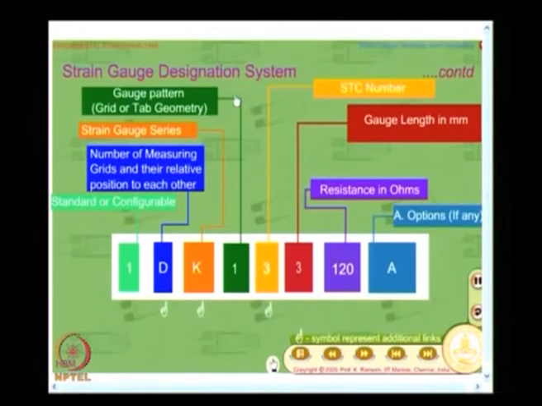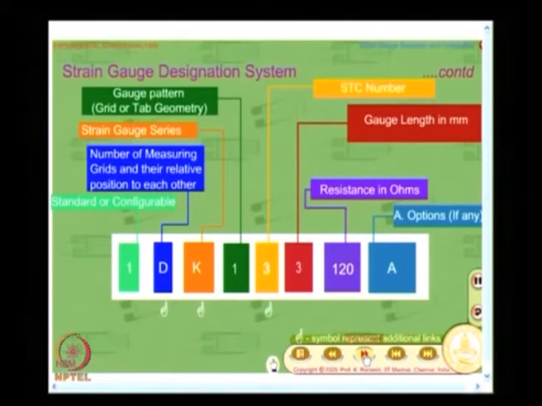So, by looking at the designation, you will know what is the gauge length, what is the resistance, what is the specimen material it is meant for directly. The other ones are manufacturer dependent very closely, because you need to select the grid pattern, and then you have to look at what kind of backing and alloys. These are different.